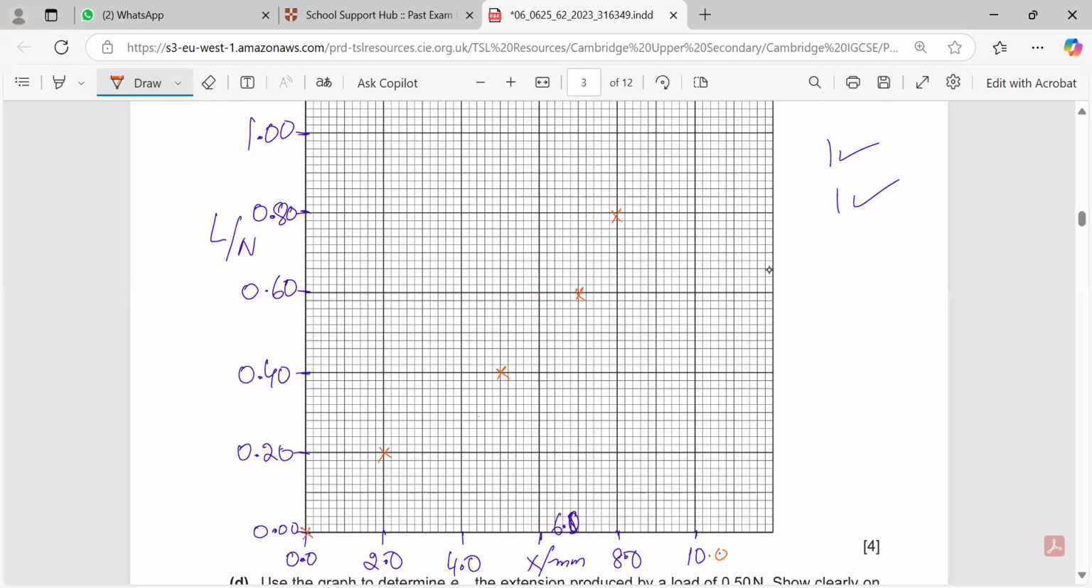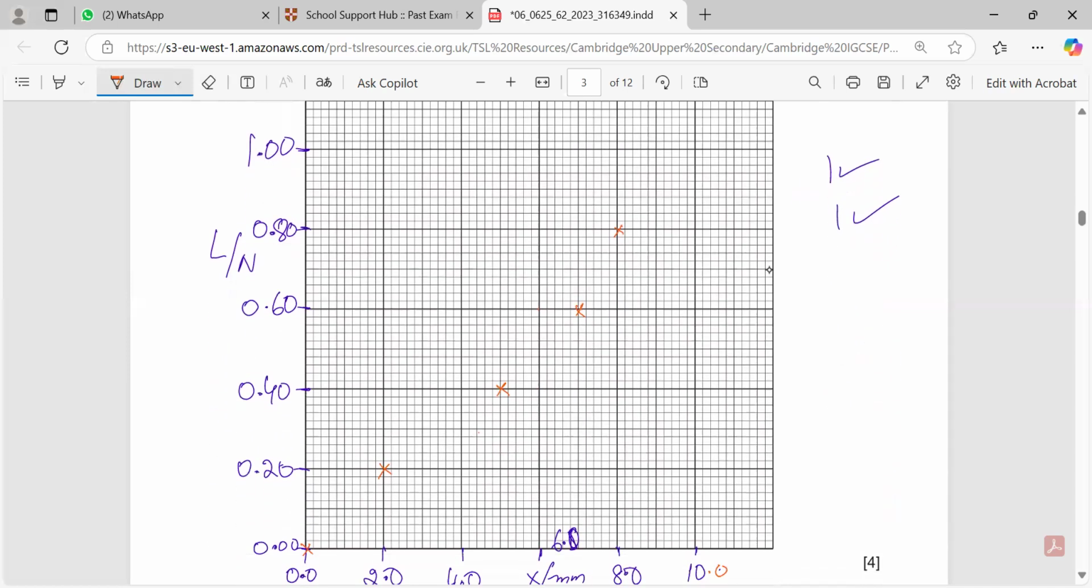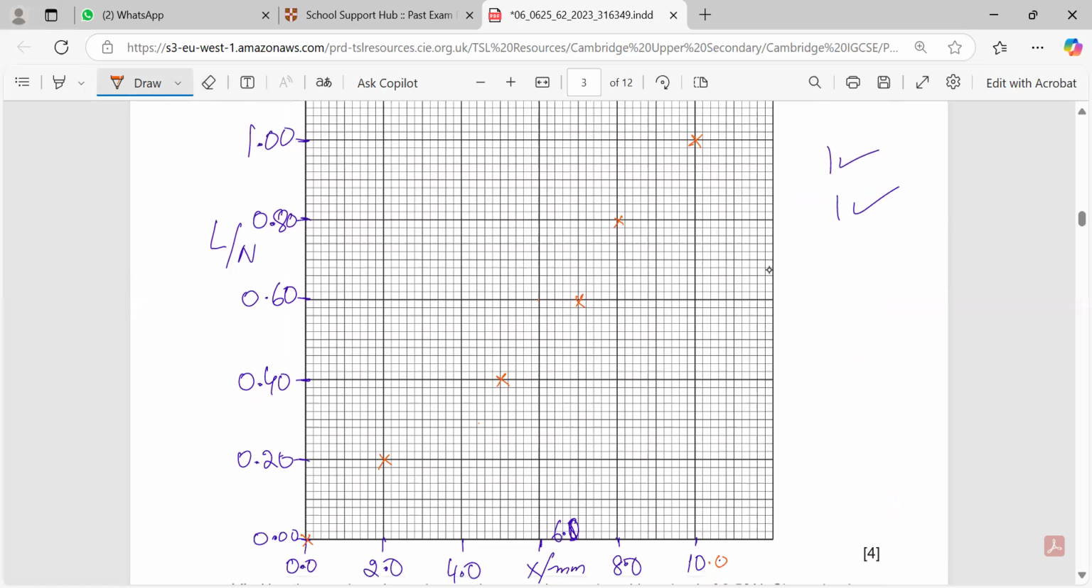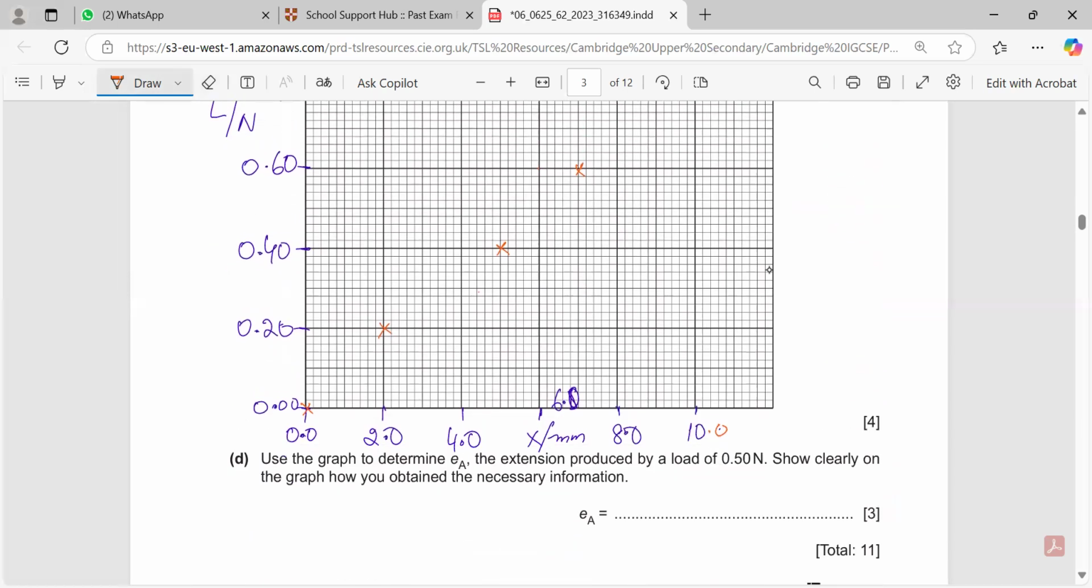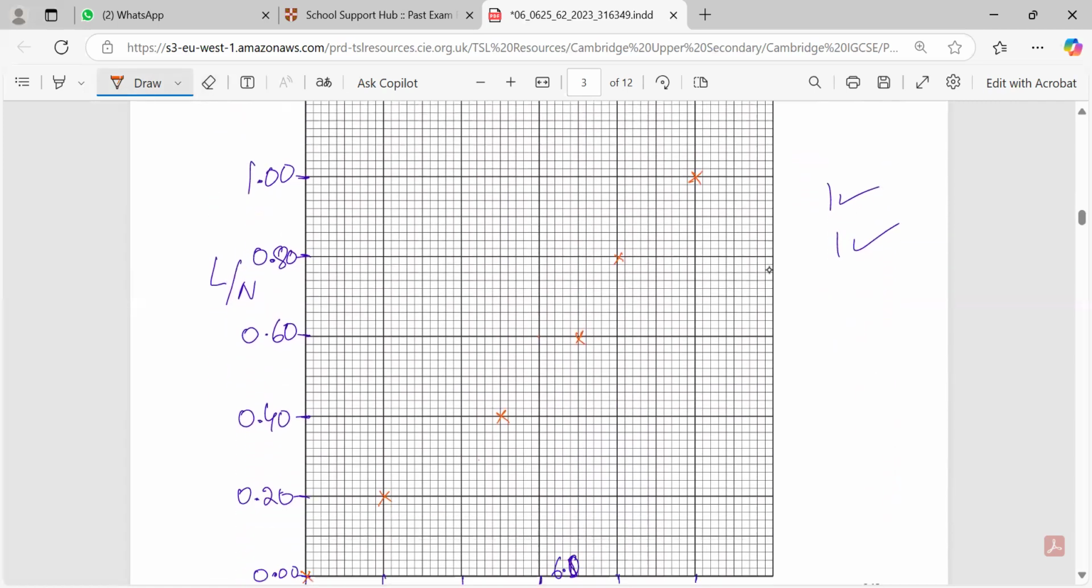0.8, this is 8. No, not a proper point. Again. Yes, now fine. Then next is 1 and it is 10. At 1 it is, yes, like this. So now you have to draw a straight line.